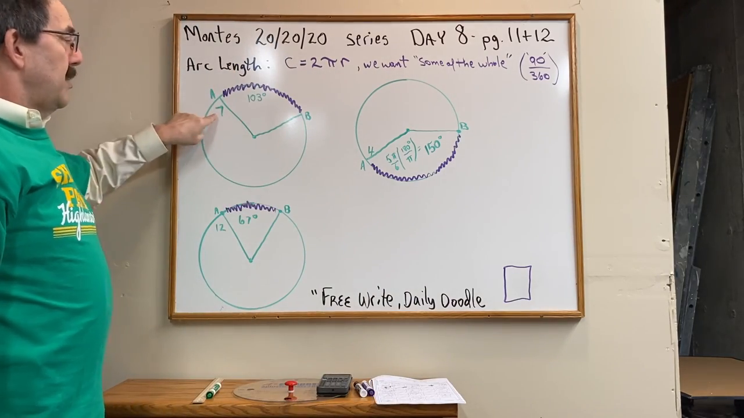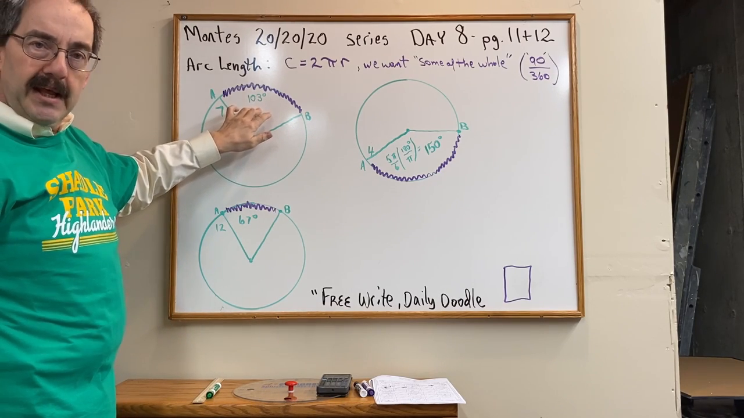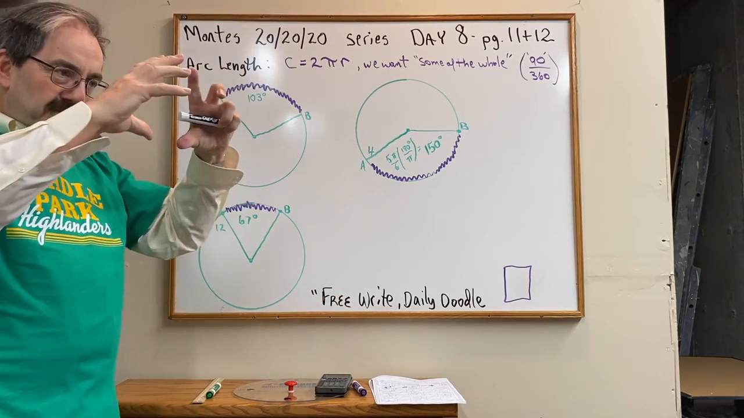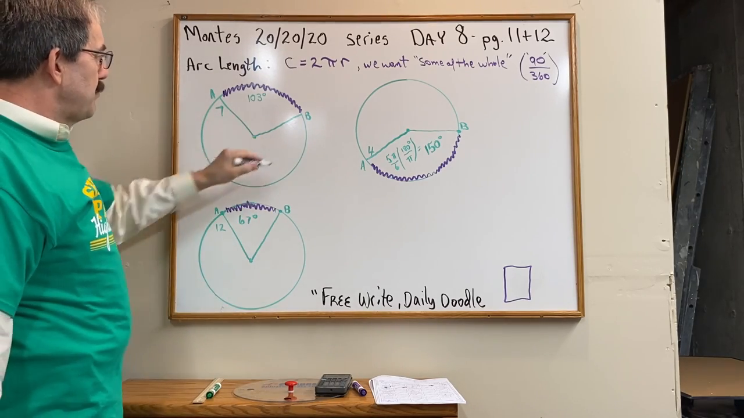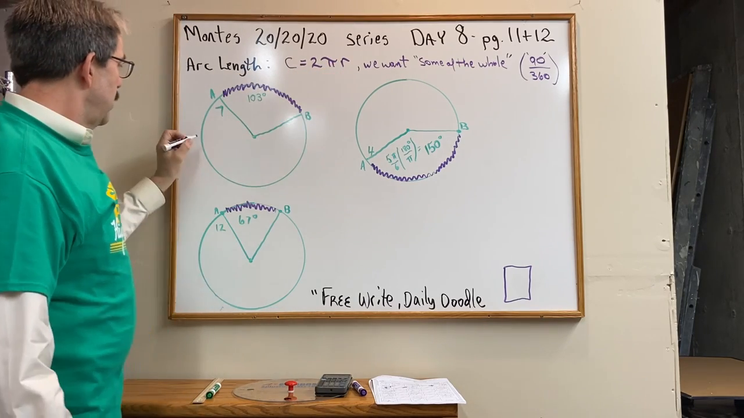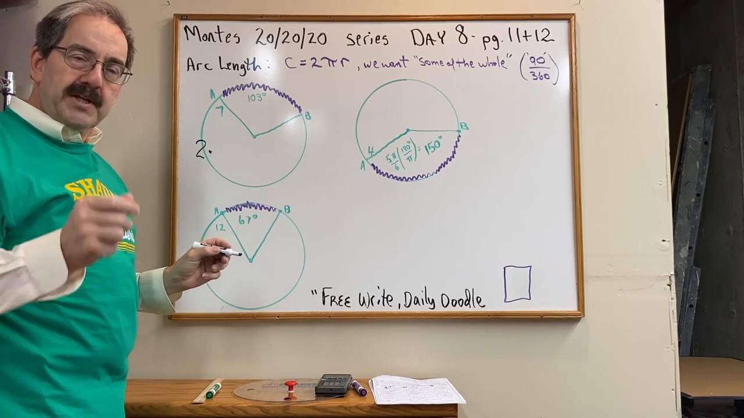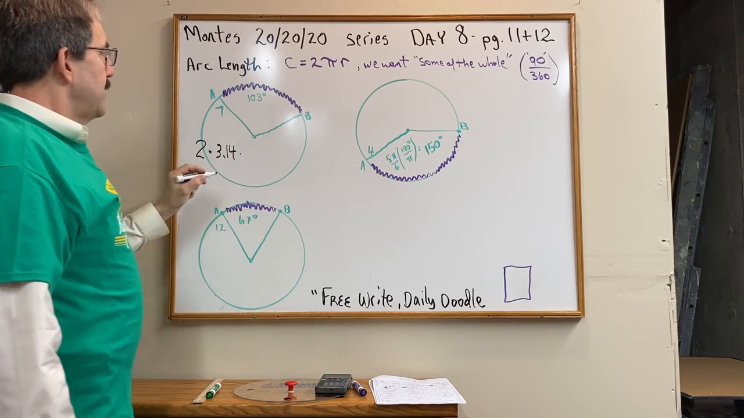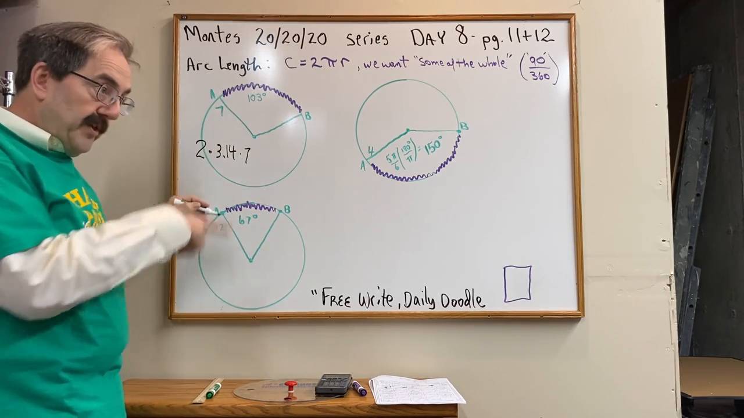The very first one, radius of 7, but we only want 103 degrees of the 360. Some of you commented that yesterday's post was too jumbled, you couldn't really read it, so we'll make it a little bigger this time. The very first thing we want is circumference. Circumference is 2 times pi times r. So 2, for pi I'm just going to use 3.14 because I know some of you don't have a pi button. 3.14 times r, which is 7. But we only want 103 of the 360.